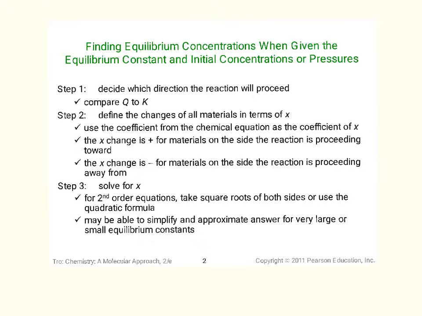There are several steps. The first one: we need to decide which direction the reaction will proceed, and this step will be taken when we compare the quotient and the equilibrium constant. As a second step, we need to define the changes of all reactants and products in terms of x. For this purpose, we need to use coefficients from the equation, from the stoichiometry, and assign a positive or negative sign for these changes depending on the direction of the reaction.